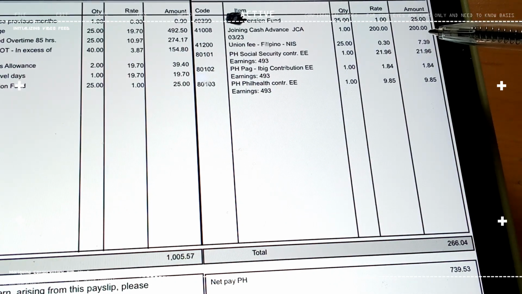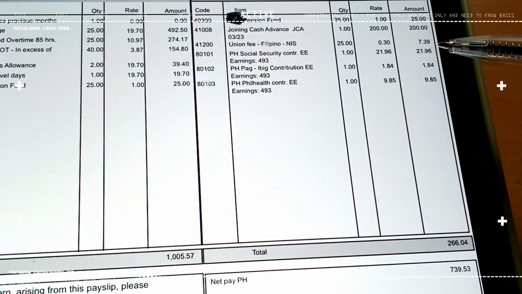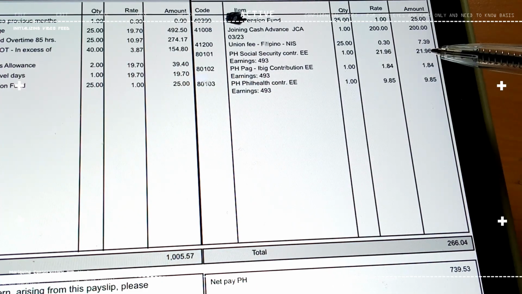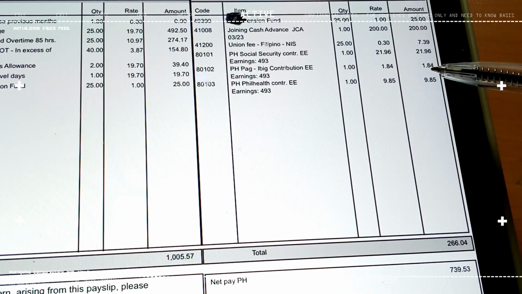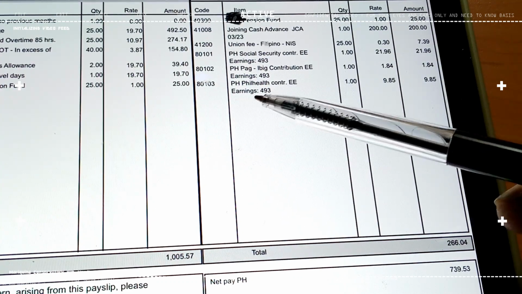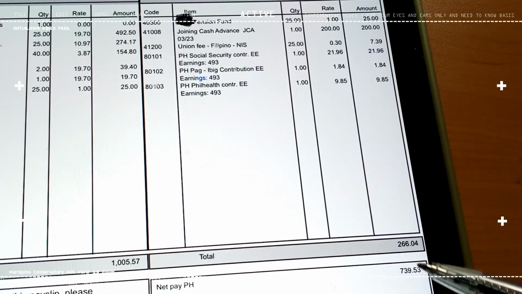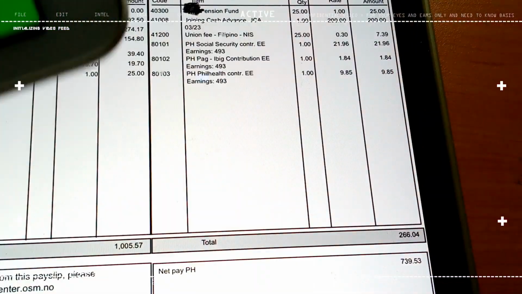And I have the usual union fee from NIS, which is around $7. No big deal because that's very small. And the usual deductions on Philippine law, the Social Security Service, $21. Pag-IBIG contribution will be $1.84. That's no big deal, it's only about $1, probably 70 pesos. PhilHealth contribution, EE earnings 493, is $9.85. So all in all, my total deductions would be $266.